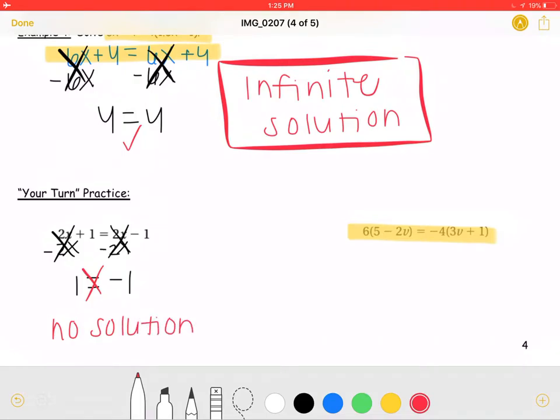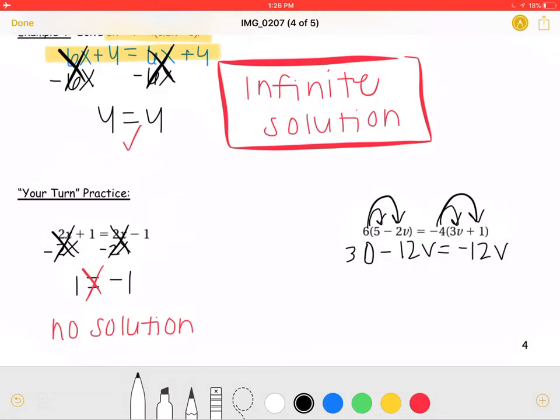Let's look to the right. Let's try this other example out. First thing I noticed that we should do is distribute. We actually have to distribute on both sides. 6 times 5 is 30. 6 times -2v gives me -12v. -4 times +3v gives me -12v. -4 times +1 gives me -4.